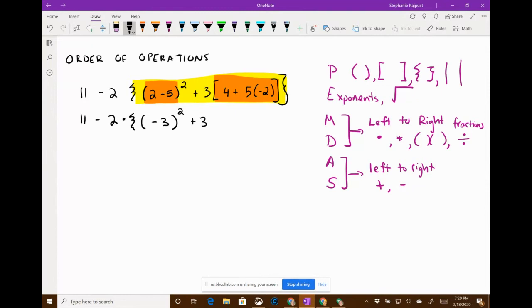Now I have my 3, and then there is a bracket. Again, if there's no symbol between a number and a bracket or parenthesis, that's assumed to be multiplication. So I'm going to just write that dot there. And then I have my bracket, and now I want to simplify within the orange. So I have my 4 plus 5, and again, there's no symbol between 5 and the parenthesis. We assume that's multiplication. So that's 5 times negative 2. A positive times a negative is a negative, and 5 times 2 is 10, so that's going to be negative 10.